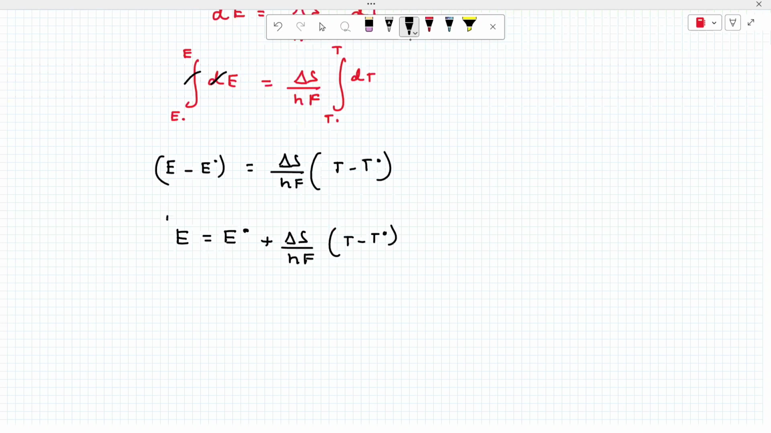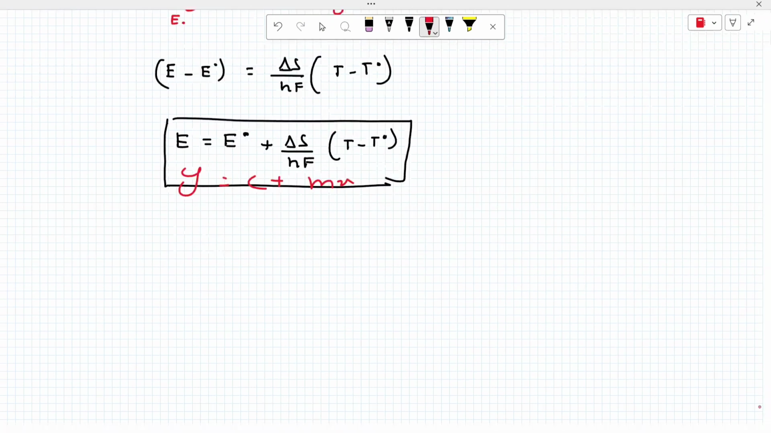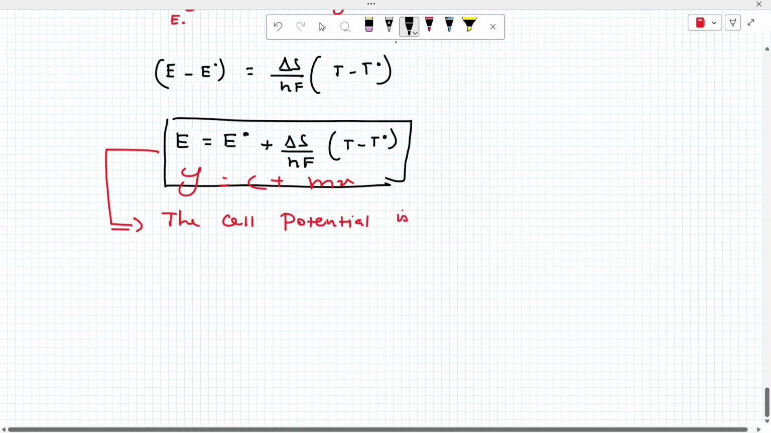Very important. Listen. This formula tells us that the cell potential is a linear function of temperature. Listen, this is y equal to mx plus c. Yes or no? This is y equal to mx plus c, so a straight line, linear form, right? Therefore, this equation implies the cell potential is a linear function. Very important, please note.